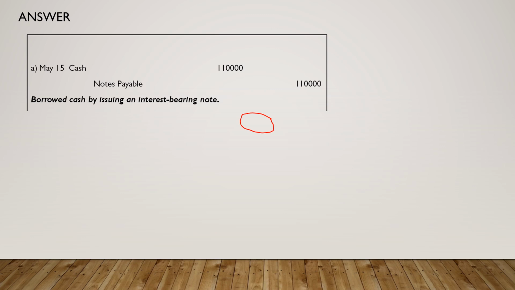What I mean by issuance of the note: on the day I borrow the money, the bank issues for me a certain note in which I sign that I'm obliged to pay this amount of money to the bank, this amount of loan. So that's why we say issuing a note. The issuer is the bank or the other party, and I'm the one who borrows the money. So debit the cash, my cash increased because I'm borrowing money, and credit notes payable because I have a liability or obligation toward the other party or the bank.